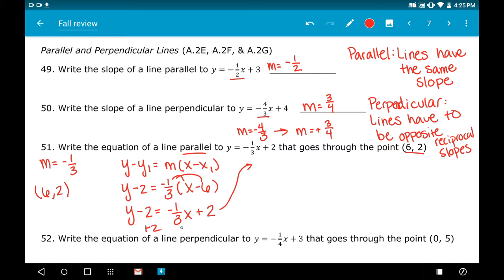So then I add 2 to both sides, and my final equation here is y equals negative 1/3 x plus 4. So this line right here is parallel to this one because it has the same slope. And then when you plug in the point 6, 2, you get an intercept of 4.